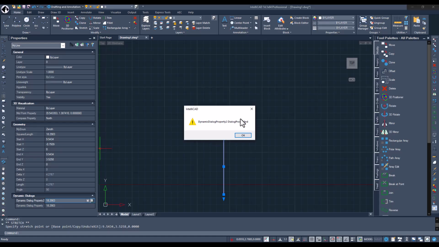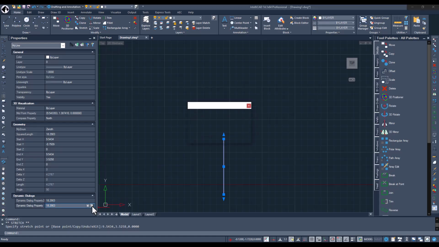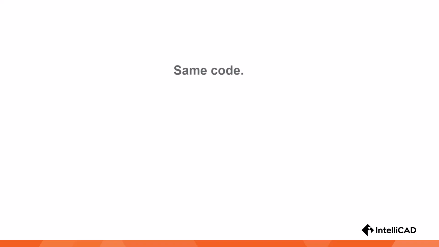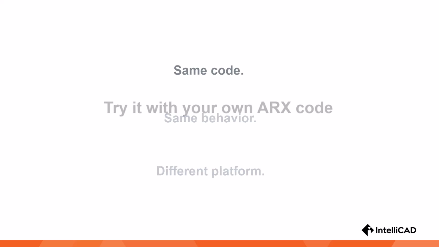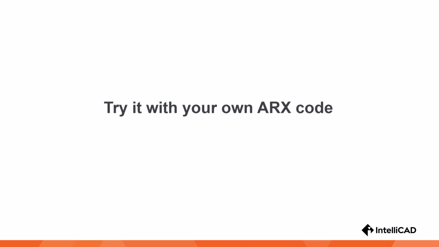No changes were made to the code, it was simply recompiled for IntelliCAD. So that's it. Same source code, same behavior, different platform. The only step was recompiling with the IcARX SDK. If you maintain ARX-based applications and want to see how they run in IntelliCAD, this is a straightforward way to find out. Compile your existing code, run it, and evaluate compatibility for yourself.